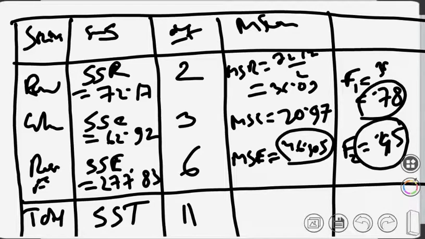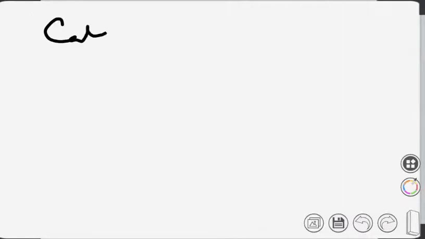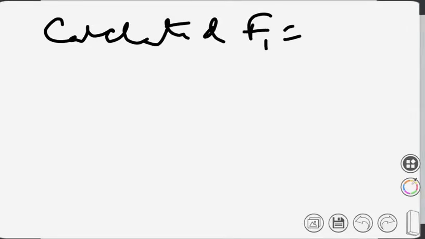Everybody is doing it. Follow the table, follow the formula. Everything is given in the table. So follow the formula. So calculated F1 is how much? 0.78.